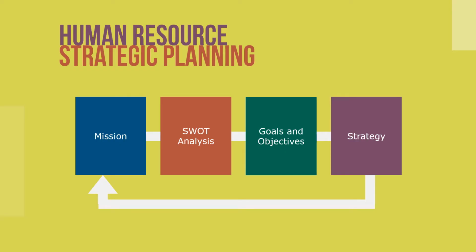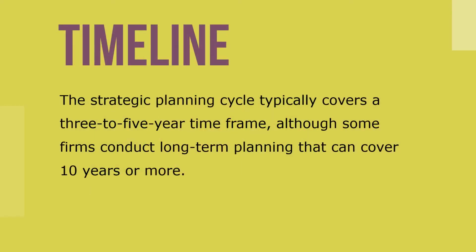The strategic planning process involves several sequential steps that focus on the future of the firm. Here's the steps: mission, SWOT analysis, goals and objectives, and strategy. The strategic planning cycle typically covers a 3 to 5 year time frame, although some firms conduct long-term planning that can cover 10 years or more.